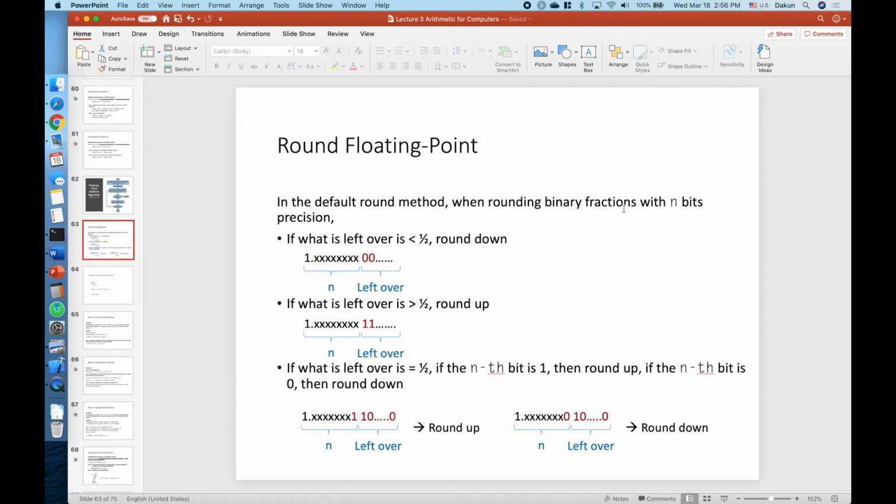Basically, for n fractional bits, if what is left over is smaller than 1/2, then we should round down. If the leftover is bigger than 1/2, then we should round up. While if the leftover is equal to 1/2, then we should check the nth bit. If the nth bit is 1, then we should round up, which adds 1. If the nth bit is 0, then we should round down.